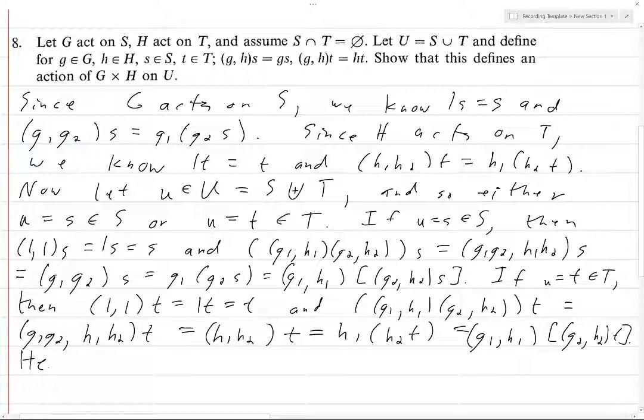So anyways, hence, G cross H acts on U as above. And there we go. This completes our proof.